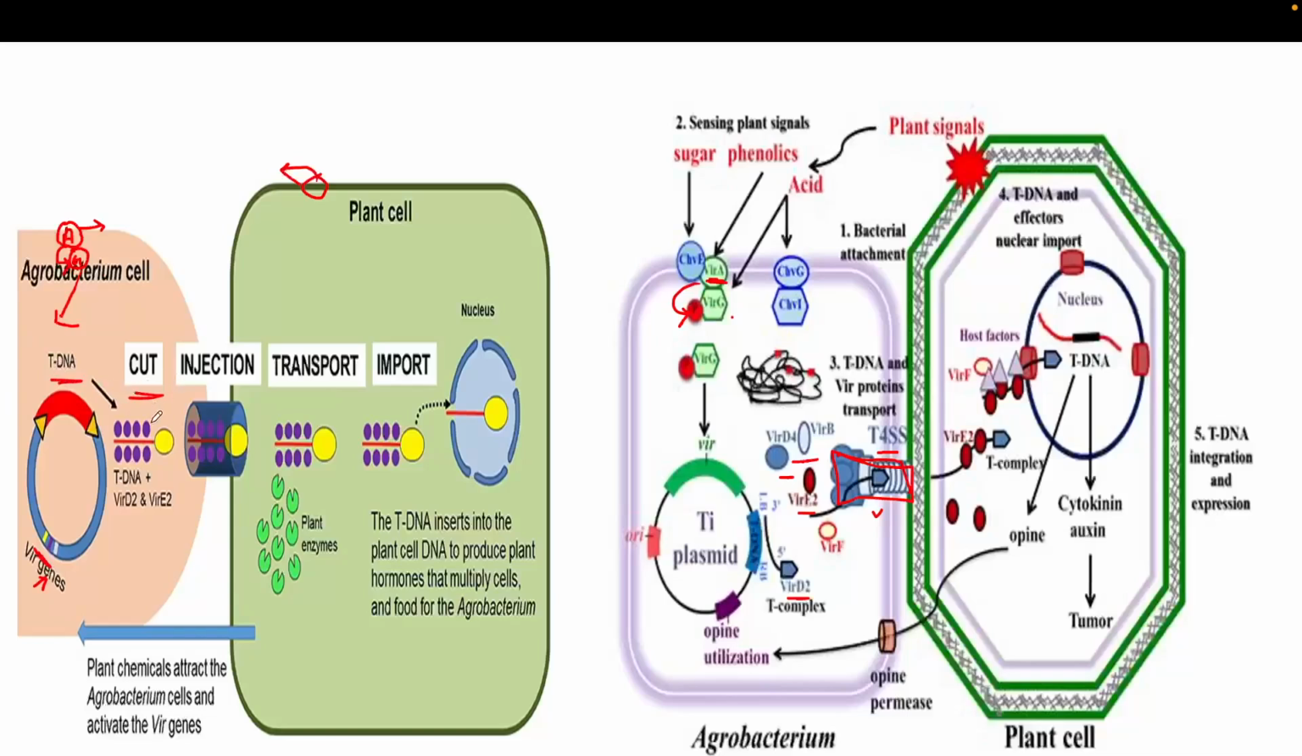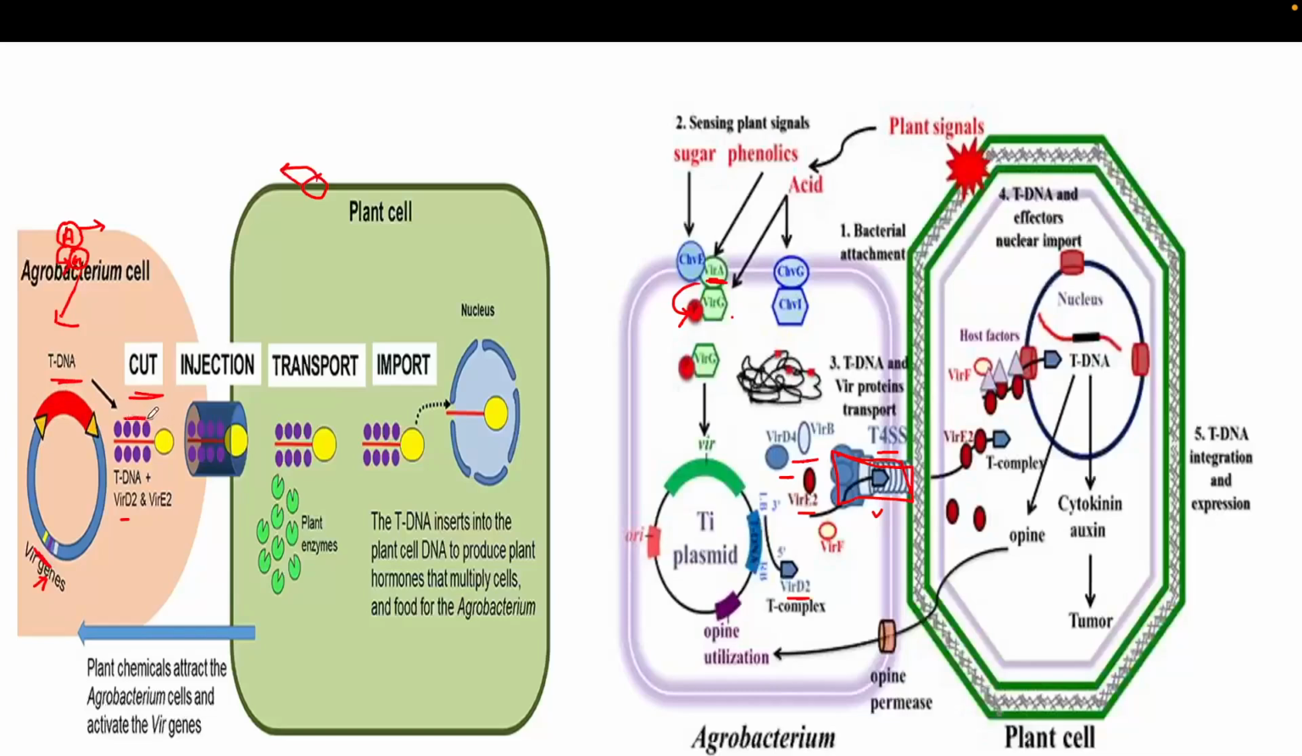Okay, so the next thing is you have to make this T-DNA a single stranded DNA. So how will you make the single stranded DNA? There are two enzymes. One is the virulence gene D2. This virulence gene D2 will break the phosphodiester bond of this DNA and make it into single stranded DNA.